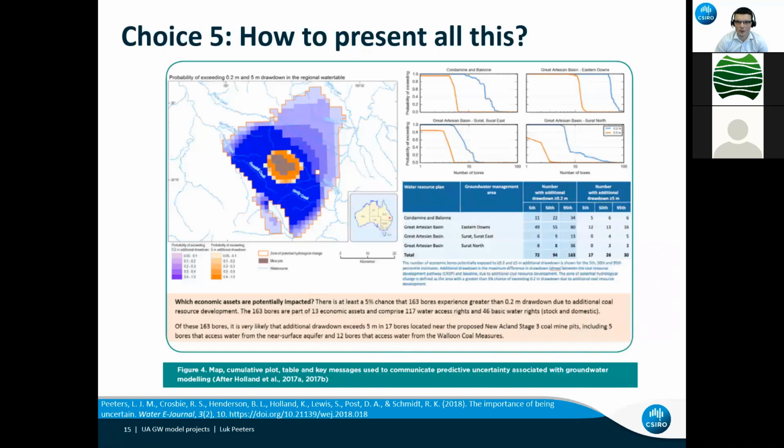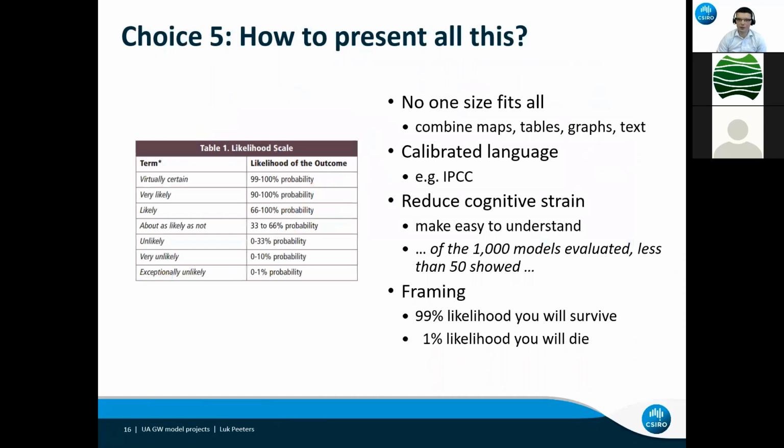Again, here is an example. This is a result from the bioregional assessment work that we did. This is really a dashboard approach showing an uncertainty analysis in four different ways, using maps, graphs, tables, and text. That's very purposeful because it's a very personal thing where you get most of your information, and the most efficient way of communicating is making sure that you cater for all of these preferences. So the main thing there is that there is no one size that fits all, and the most efficient way is to combine maps, tables, graphs, and text.